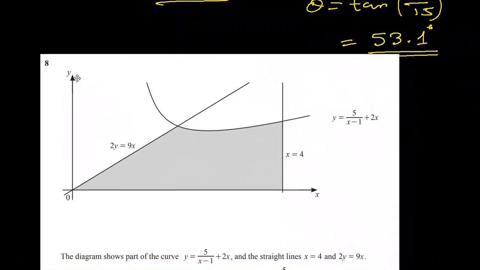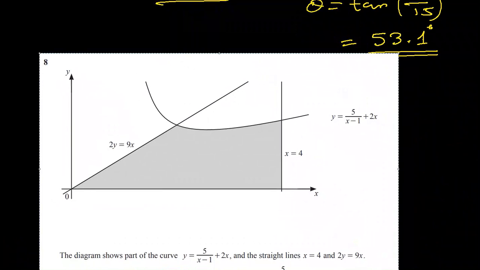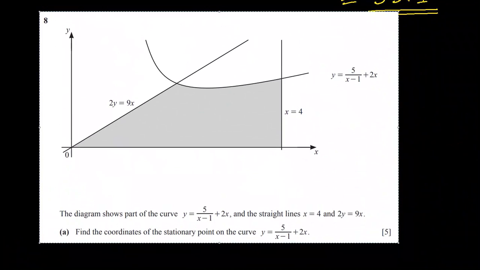There it is. This is a graph given of a function. The function's equation is given here. Okay, and there is some shaded part. The diagram shows part of this function and the lines x equal to 4 and 2y equal to 9x. Find the coordinates of the stationary point of the curve.